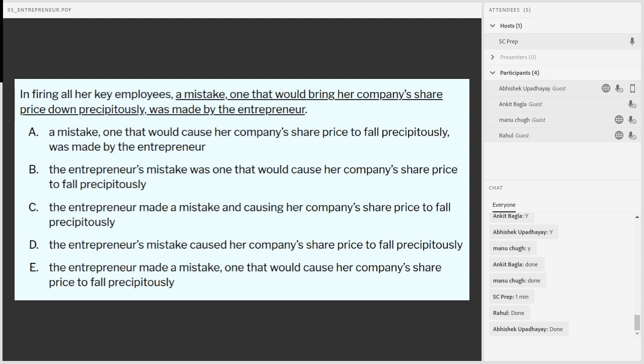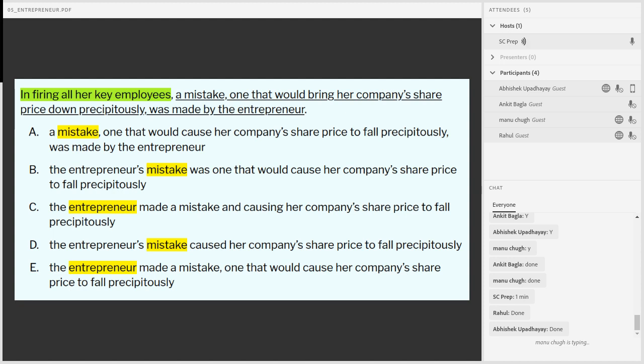Okay, I see that everyone is done. Now, in this case, let me bring up the first point. I'm sure many of you would have spotted it. When we say "in firing all our key employees," after this type of modifier, and we'll discuss what we mean by this type of modifier in a later class, we need the doer, someone who makes sense with whatever action we're talking about over here. In this case, it must be the entrepreneur who fired her employees, not the entrepreneur's mistake. That is not who fired. It's got to be the entrepreneur.